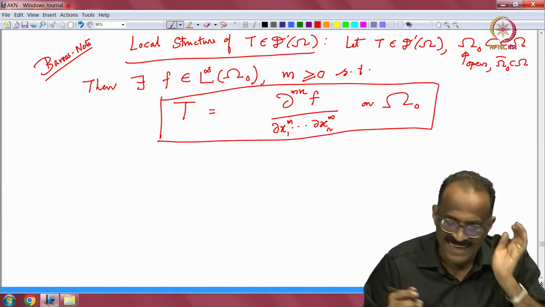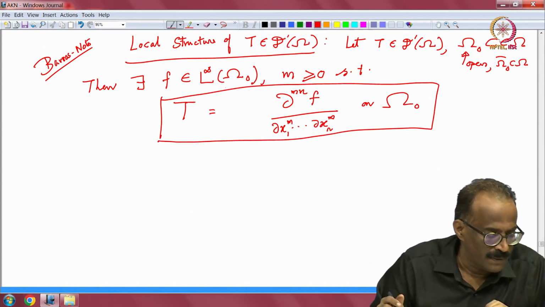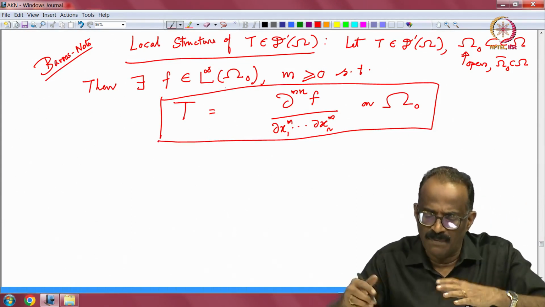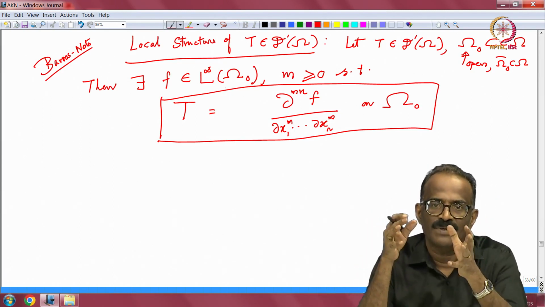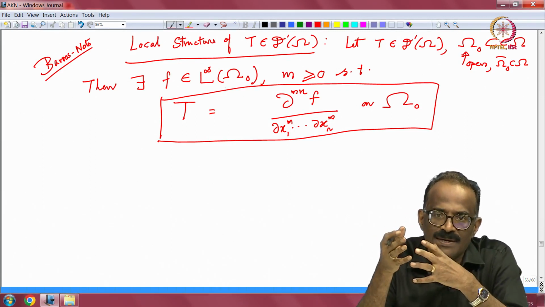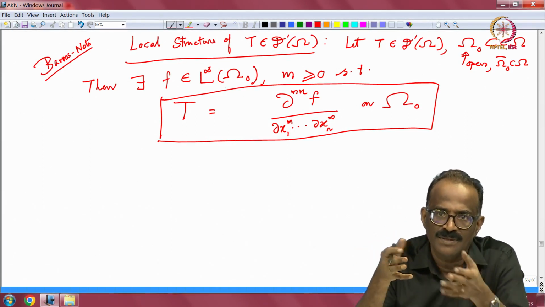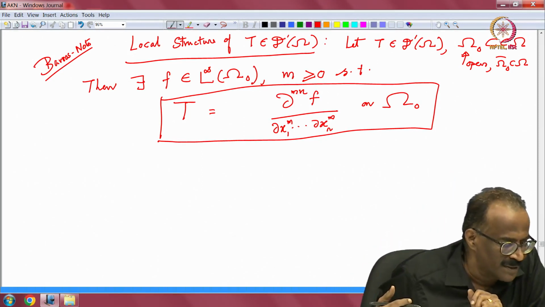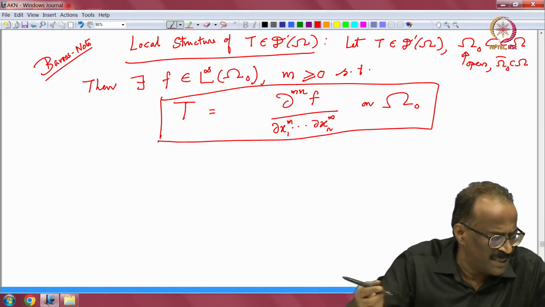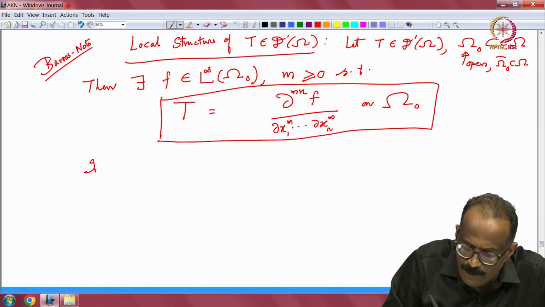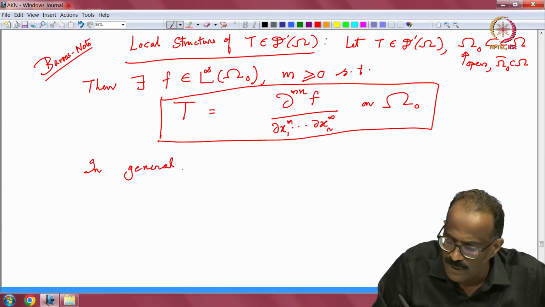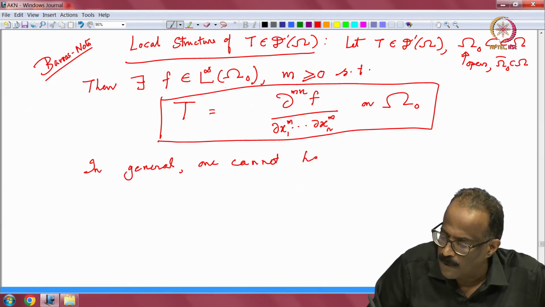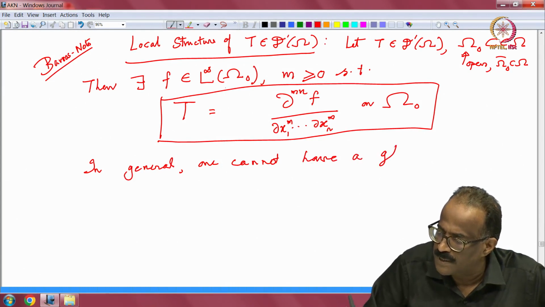Okay. In fact, you can further integrate. You can say that it is a derivative of some continuous function, because locally integrable functions, when you integrate them, you get continuous functions. So you will be able to write it as the derivative of a continuous function. Okay, such things can be done. In general, one cannot have a global representation.